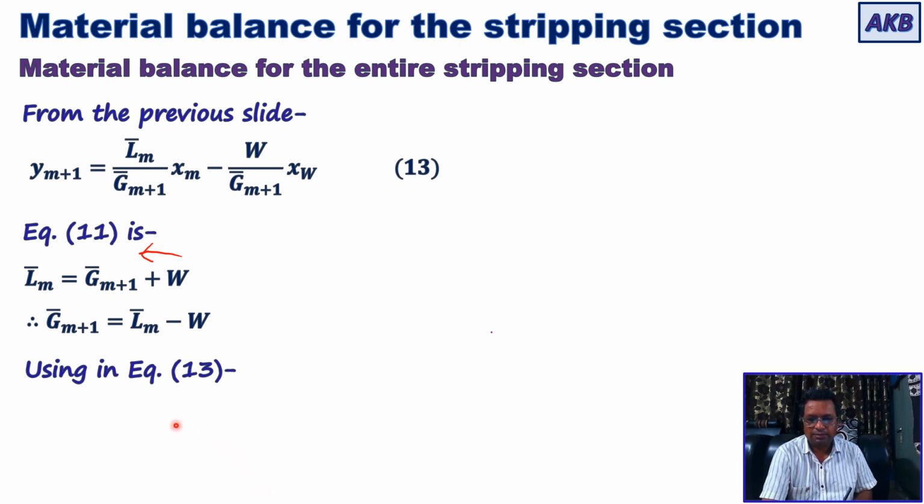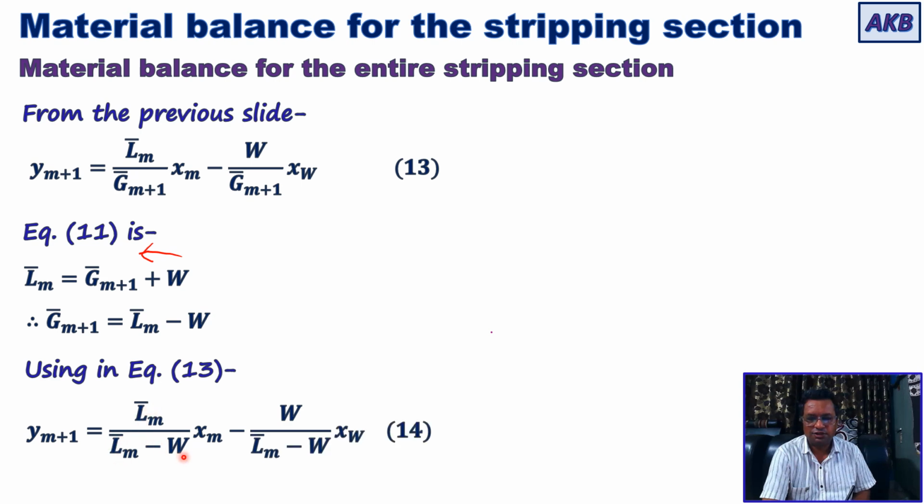In the next step, we are going to use this Ḡ_{m+1} in equation 13. That means in place of Ḡ_{m+1}, we are going to use L̄_m minus W. So it will be y_{m+1} is equal to L̄_m upon L̄_m minus W into x_m minus W upon L̄_m minus W into x_W. So we have replaced Ḡ_{m+1} with L̄_m minus W.